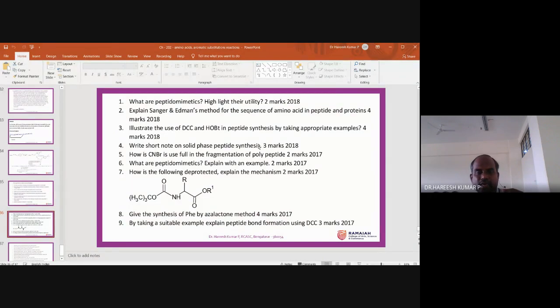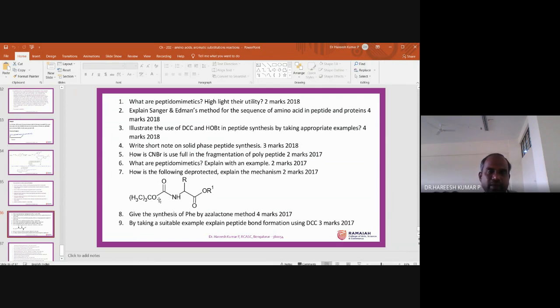CNBr again it is asked. Maybe you just look, see peptidomimics. Then how the following is deprotected, explain the mechanism. So here a dipeptide is given, meaning an amino acid is given. This is one amino acid. In this amino acid, C is also protected, and N is also protected. And what is the N protection? It is Boc. So Boc can be deprotected by employing trifluoroacetic acid. So you have to mention trifluoroacetic acid.